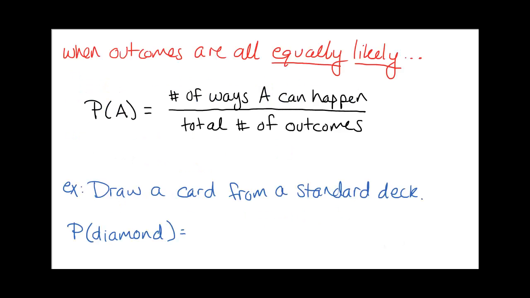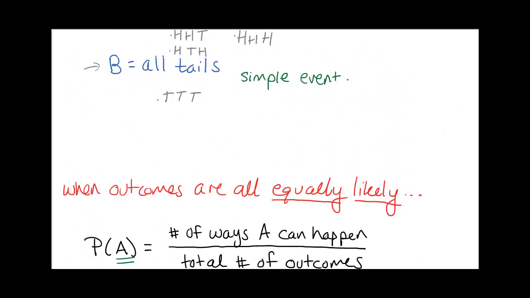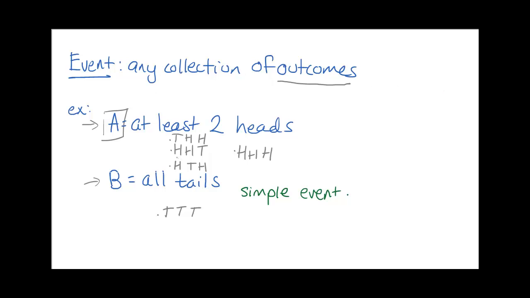So in these situations where all the outcomes are equally likely, we can compute the probability fairly easily. I'm using this probability notation here, right? The probability of some event A is the number of ways that A can happen out of the total number of outcomes. So for example, in this event A that we looked at here, there were 4 ways that A could happen, right? 4 outcomes where there were at least 2 heads out of a total of 8. We had 8 events in the sample space.